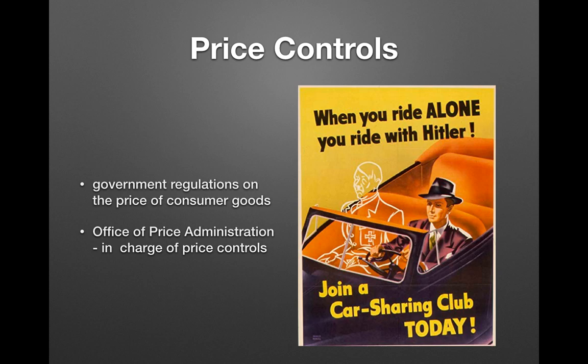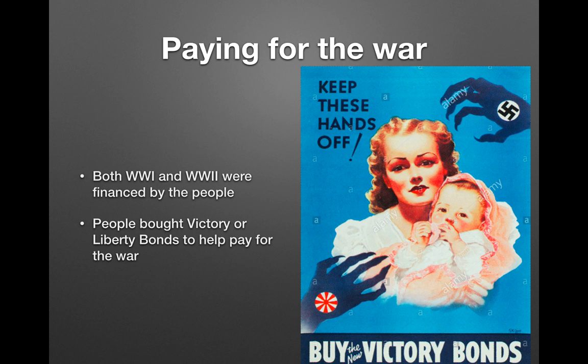Now, price controls. Now, this is my favorite propaganda of all time because if you've ever seen the HOV lane, or high occupancy vehicle, it had a car sharing club, and when you ride alone, you ride with Hitler. And so you have this ghost Hitler riding shotgun with you. And it's just hilarious to me. Anyway, so the government regulated the price of consumer goods, and they made an administration, the Office of Price Administration, and they actually said what was an acceptable price and what you could not charge more of. Again, the idea is we want people buying things and circulating the dollar, because if the dollar's sitting, the economy is not growing.